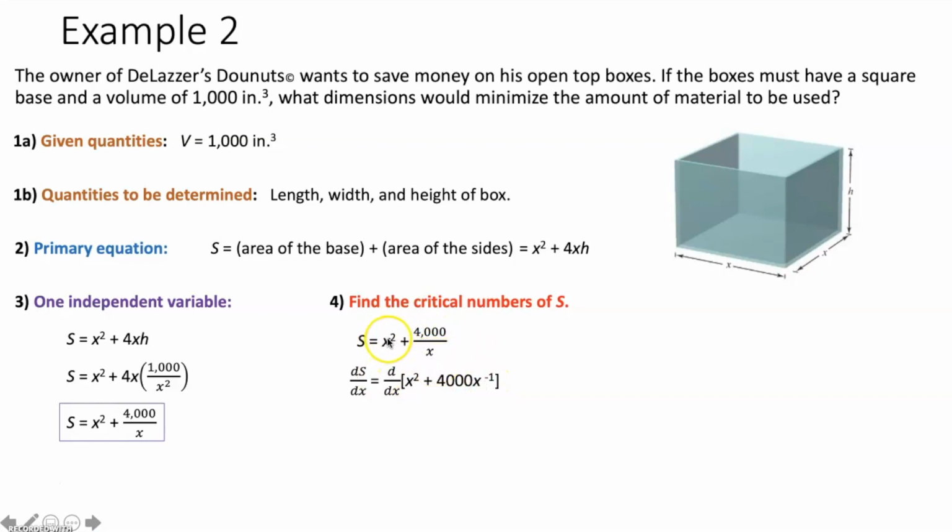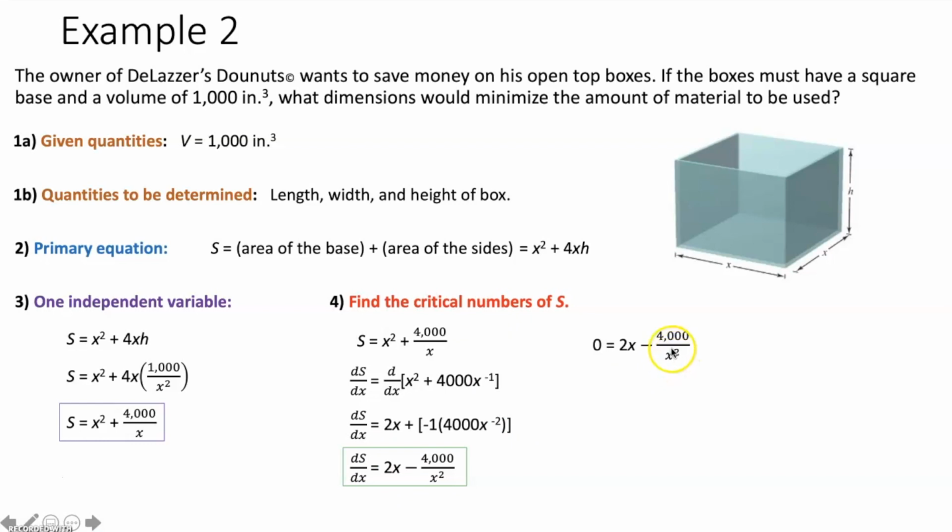So here, the derivative of x squared, using the power rule, becomes 2x to the first power. Over here, when I take the derivative, the 4,000 stays out front by the constant multiple rule. Then I take the derivative of x to the negative first using the power rule, which becomes negative 1x to the negative second power. I can then simplify, and I end up getting that the derivative of my surface area equation, my primary equation with one independent variable, is equal to 2x minus 4,000 over x squared. Now, to find the critical numbers, I need to set this equal to 0 and solve for x.